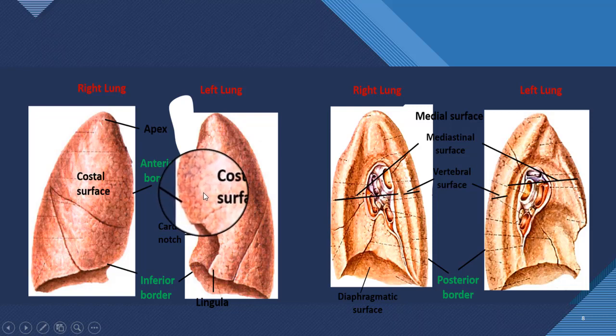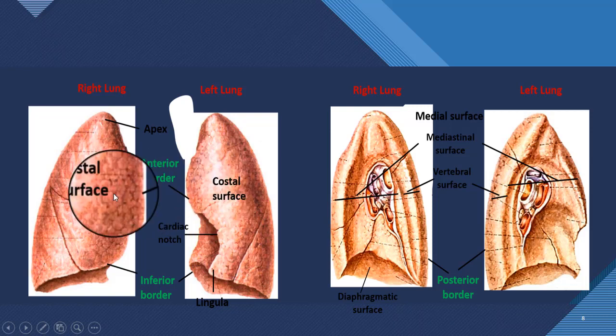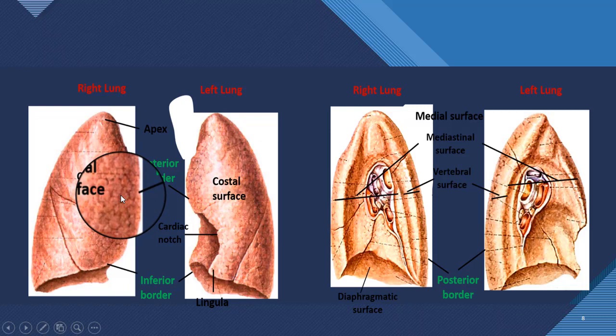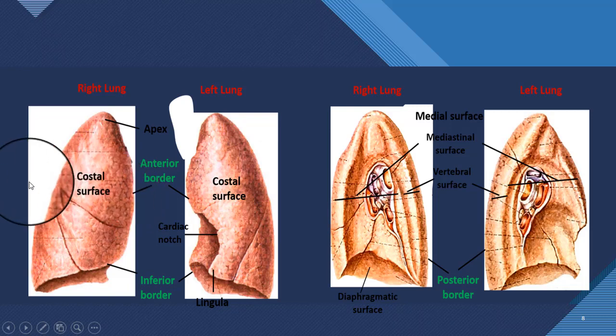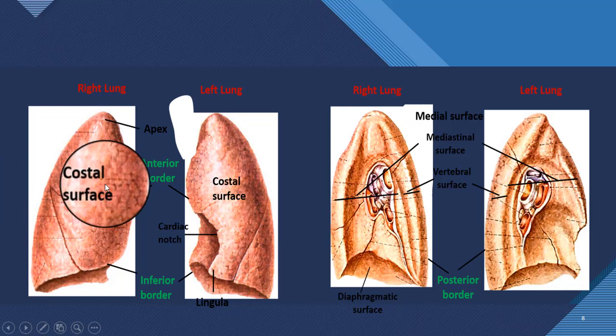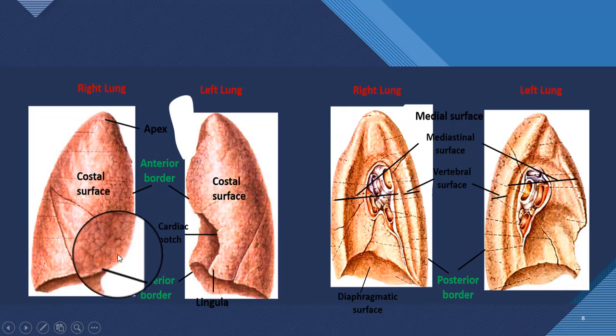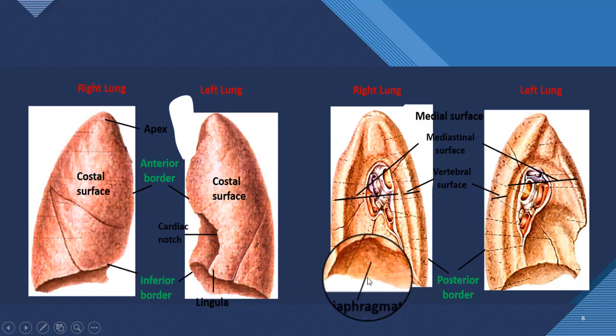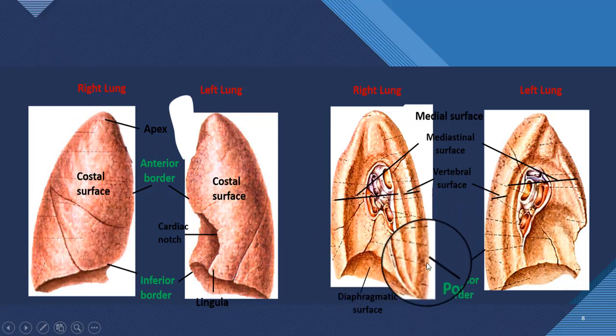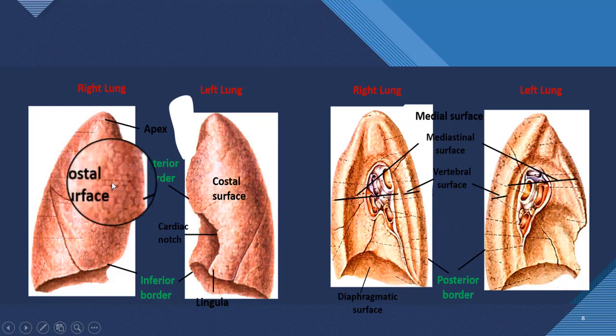So this was all about the three surfaces of the lungs, that is mediastinal surface, diaphragmatic surface and the costal surface. Now next we will discuss the three borders of the lung. So look at the screen. Basically we have three borders: anterior border, this one, inferior border, this one, and posterior border, this one. Now let's talk about them in brief, how they are formed.